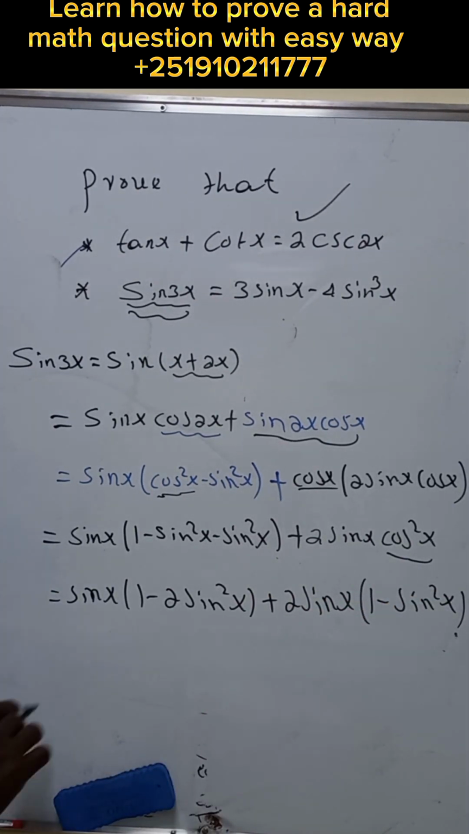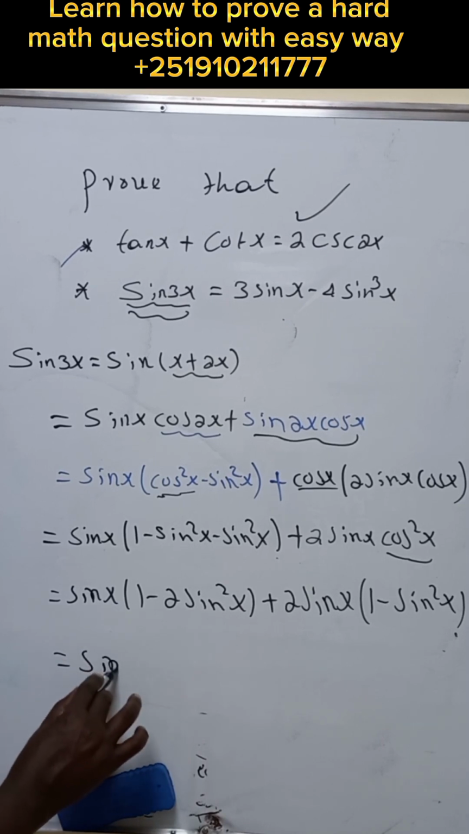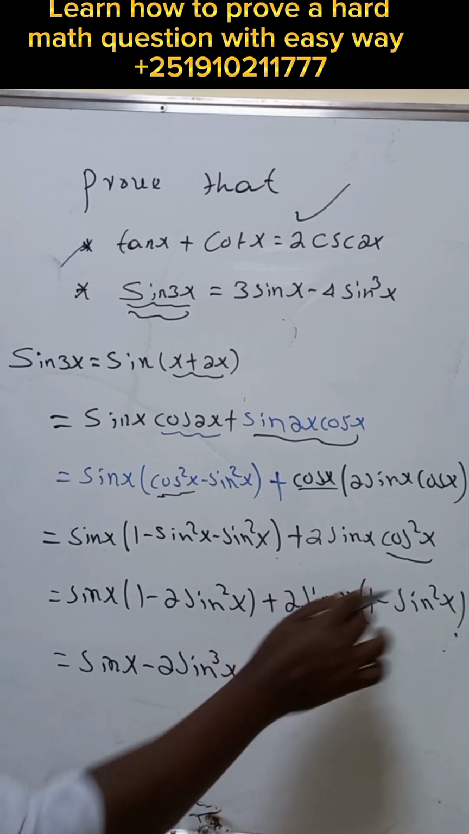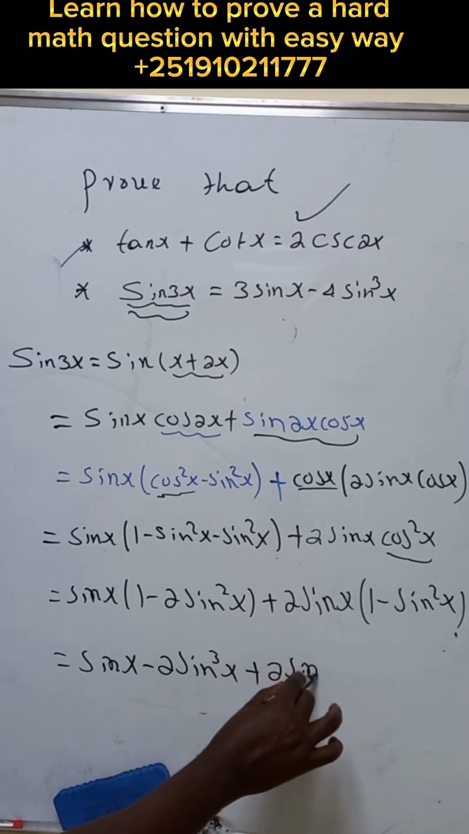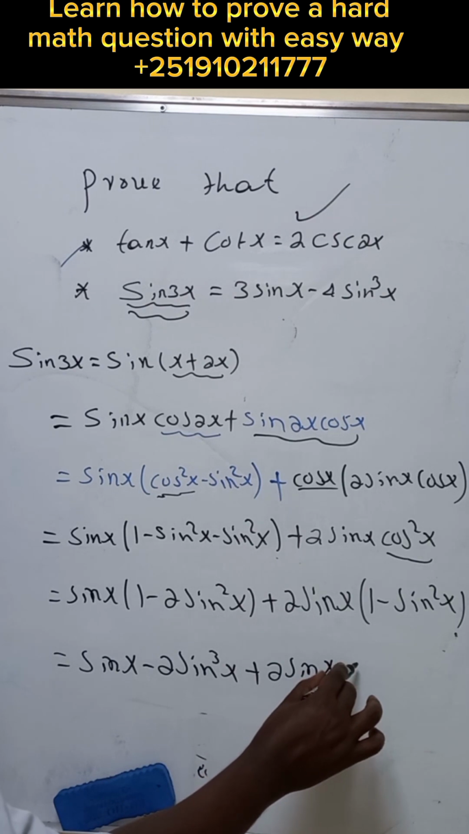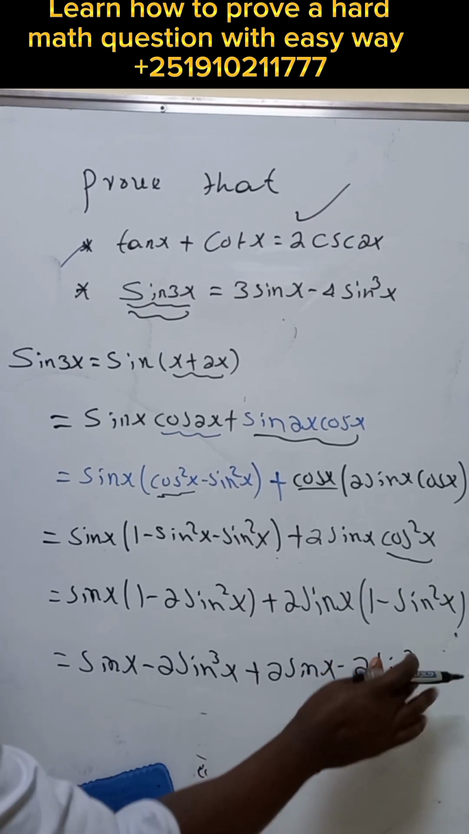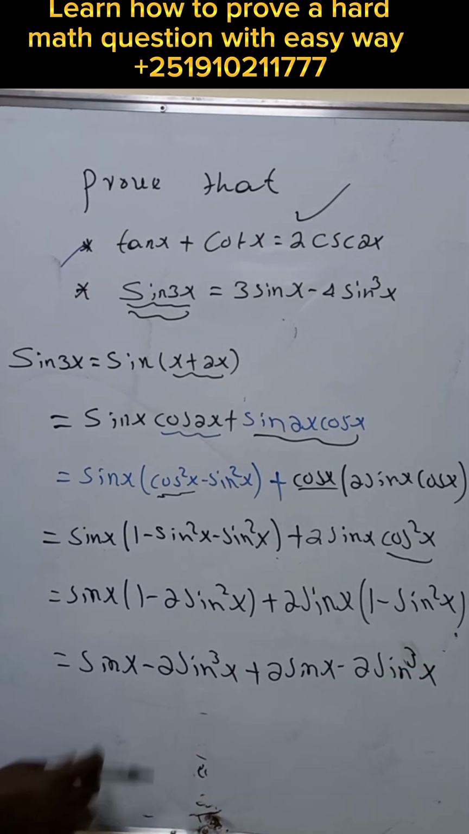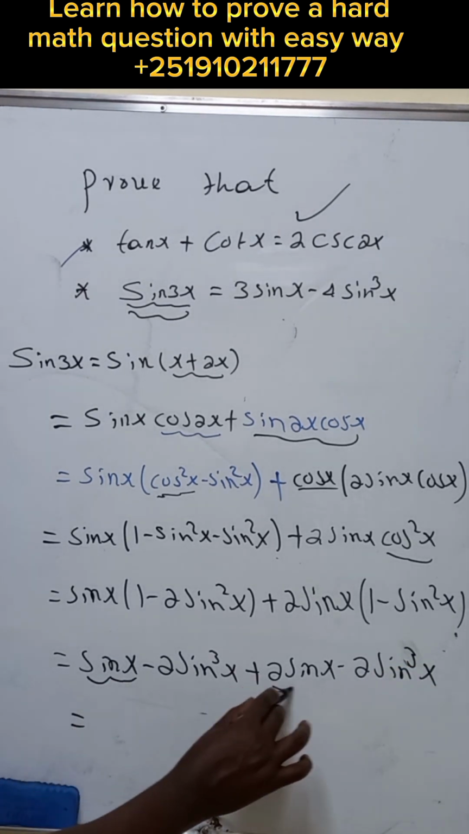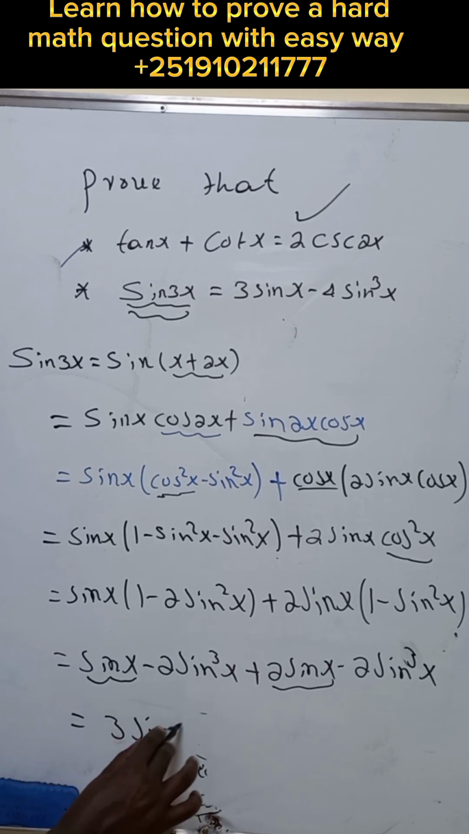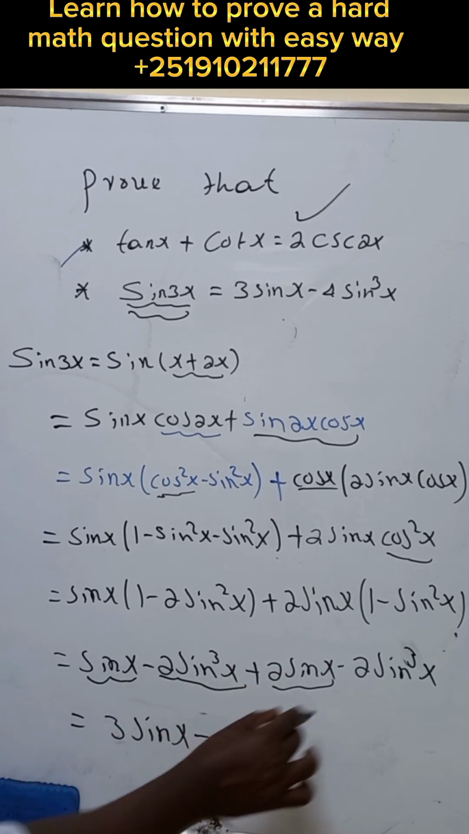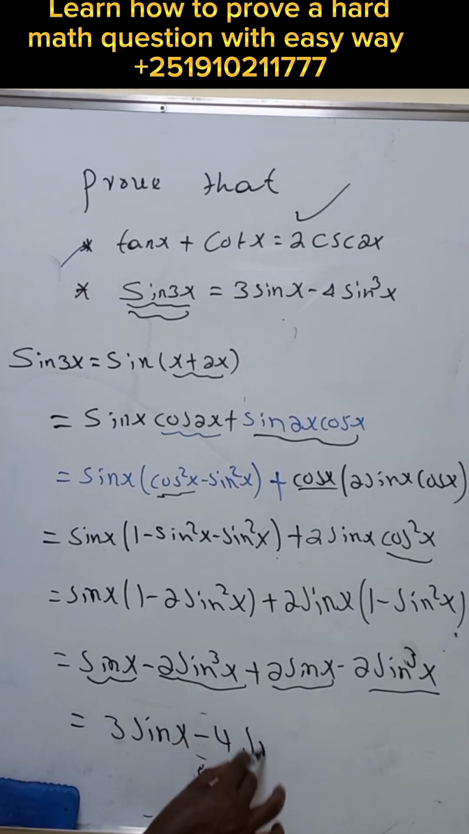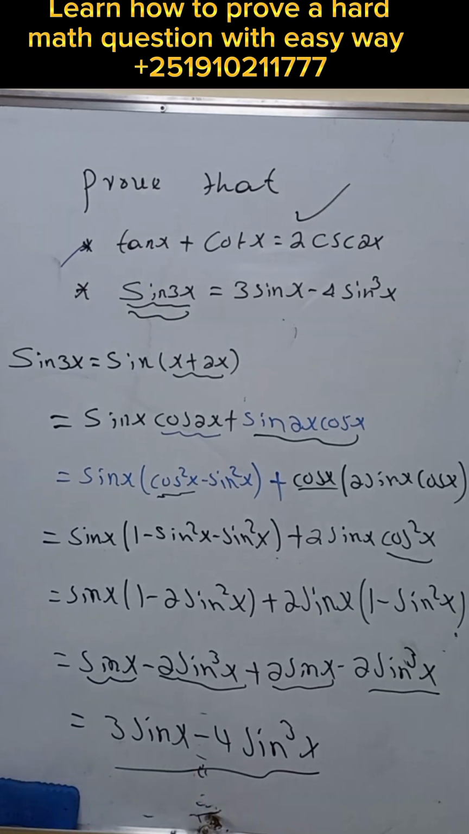So now we have this, and then let's multiply both sides, that is sine x minus 2 sine cube of x plus, when we multiply this again, 2 sine x, is that? And minus 2 sine cube of x, is that? 2 sine cube of x. Then let's collect like terms together. So sine x plus 2 sine x will be 3 sine of x, minus 2 sine cube of x minus this minus 2 sine cube of x will be 4 sine cube of x. Is that? So this is the proof.